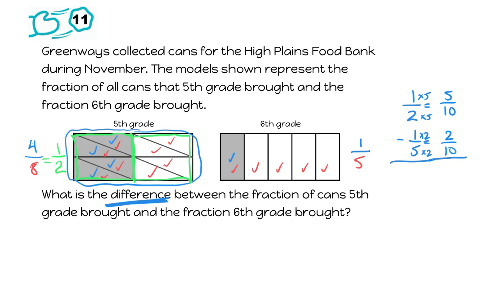So 5/10 minus 2/10 equals 3/10, which will not simplify and is not an improper fraction, and so that is our final answer. 3/10.